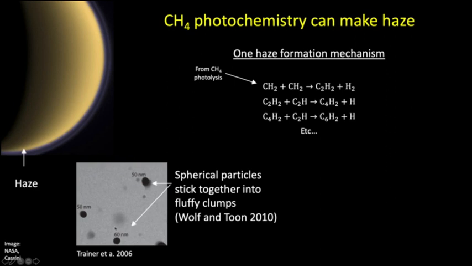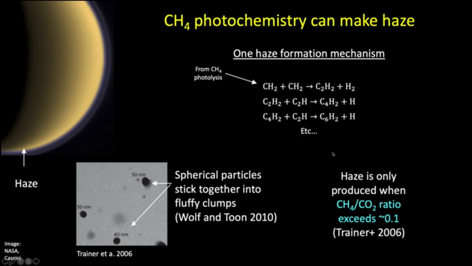This photo is from a lab experiment which shows the little spherical haze particles that are about 50 nanometers in diameter. From looking at Titan's atmosphere, people think that these little spheres eventually stick together while they float around in the atmosphere, making fluffy little clumps, which have a fractal structure. Also, lab experiments suggest that haze only forms if the methane to CO2 ratio exceeds about 0.1. This isn't important for Titan because it's too cold for CO2 gas on Titan, but this is relevant to the early Earth, which probably had CO2.